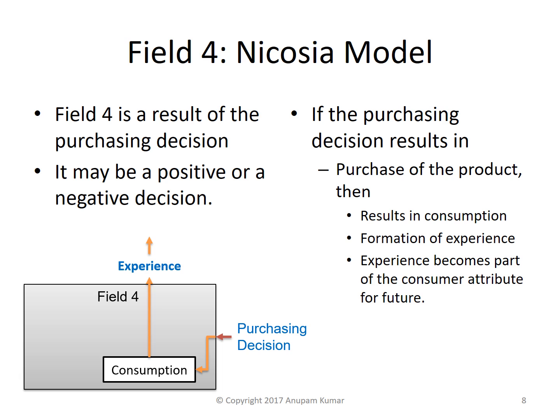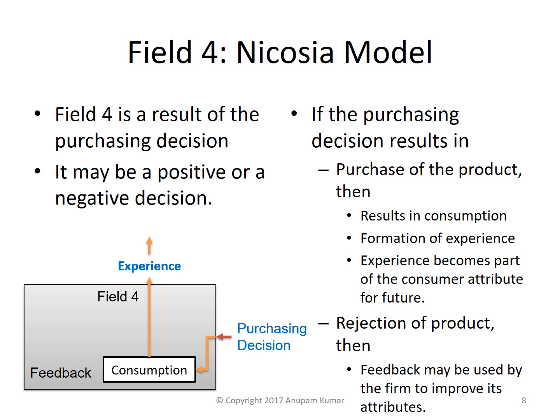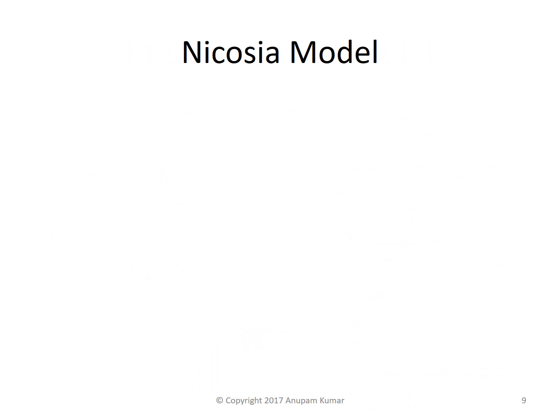On the negative side, the product may be rejected. Then the feedback may be used by the firm to improve its attributes for a future cycle. This completes the 4 fields of Nicosia model. So let us see the Nicosia model in action.